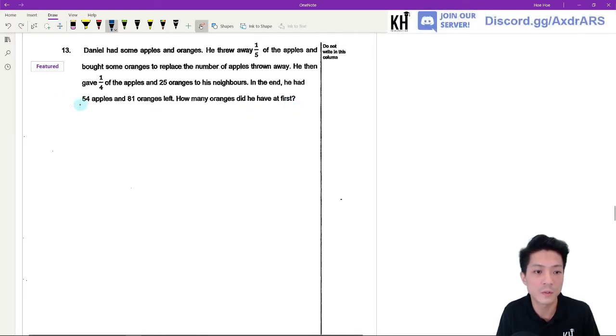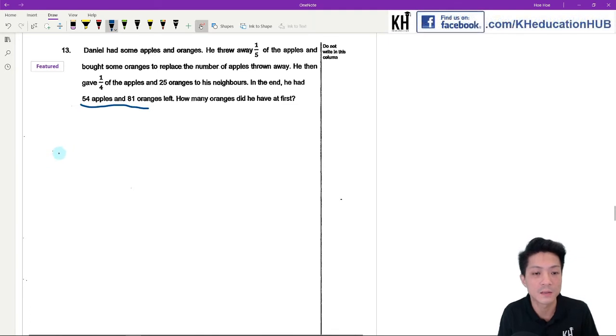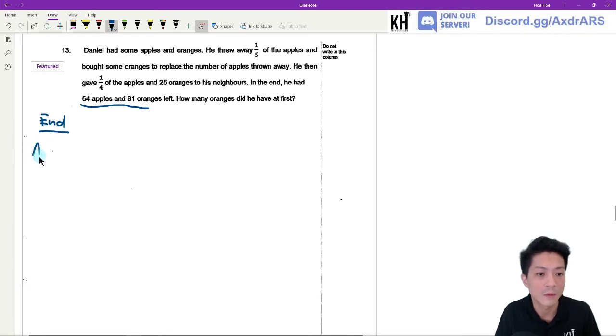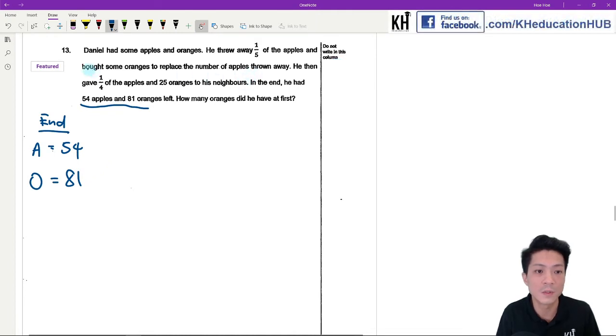So for this question, since they gave us the number of apples and oranges in the end, we are going to try to work backwards to get how many oranges he had at first. This is the end. Apples is 54, oranges is 81. The last thing that he did was he gave 1/4 of the apples and 25 oranges to the neighbors, right?